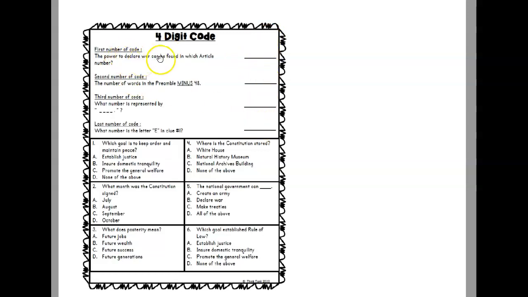The power to declare war can be found in which article? You might have to go back to those stories that you just read to find which article. The number of words in the preamble minus 48. That's the one that goes here. Number 3, what number is represented by dash, dash, dash, dash, dot? You have to write that one there. And then what number is the letter E? Include number 1 and answer these for your final answers and submit it all.